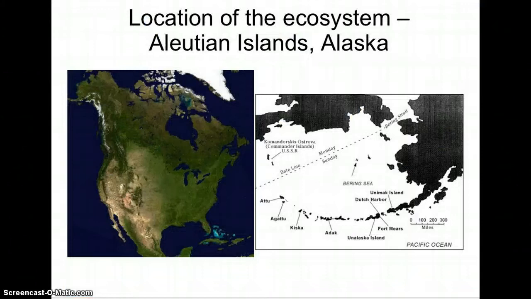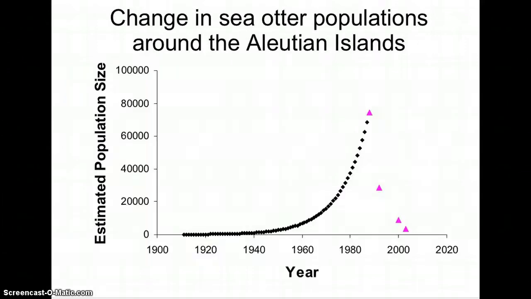Okay, the location of the ecosystem we're going to talk about is the Aleutian Islands, which are near Alaska. And we're going to be talking about the sea otter population around the Aleutian Islands. So you can see their population was almost increasing exponentially until the mid-1980s. And then those pink triangles, you can see it's dropped dramatically since then.